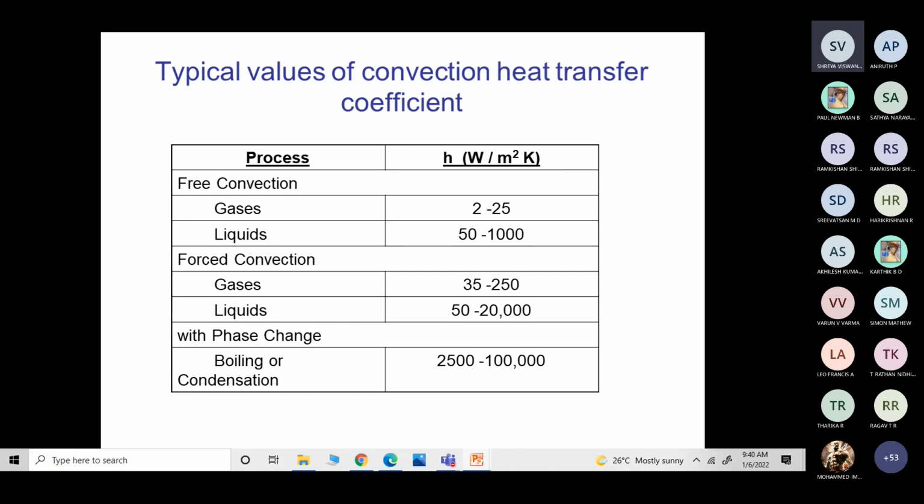And you have to understand one more thing. Why is the convective heat transfer coefficient value higher for forced convection? Students, anyone? What is the reason? Sir, the molecules are more closely packed. Molecules are more closely packed, or the fluid bulk motion is important, right?